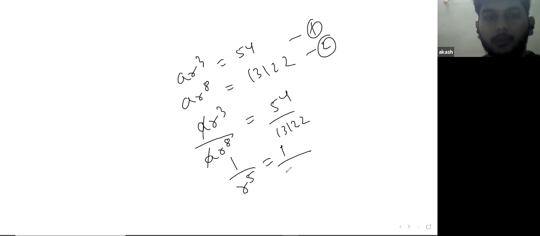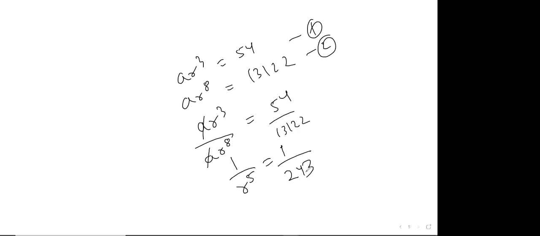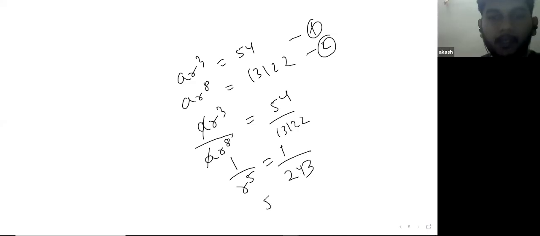This is 1 upon, this is 243, right? 54 twos are 110 and so on, you can calculate. All right. Are we clear? So we have R raised to the power 5 as 243. Can anybody tell me which number raised to the power 5 is 243?